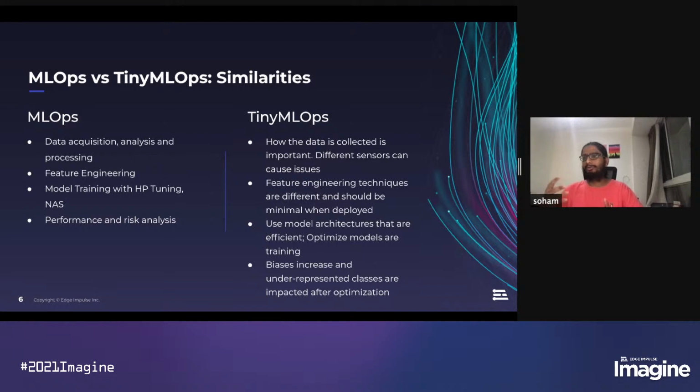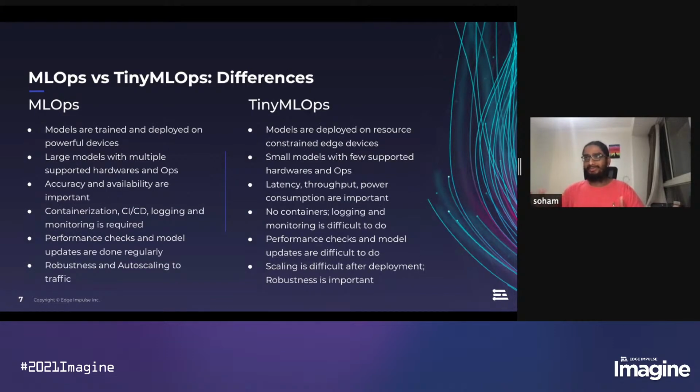And finally, we also need to do some risk analysis and some performance testing. But in the case of TinyML, it has been shown that when you optimize models, your bias increases, or underrepresented classes are impacted more after optimization. And so we need to think about these aspects as well, like the security and the robustness aspects of our model. We'll be covering a lot of these steps later on as well. But this is where the similarity ends, and there are actually a lot of differences.